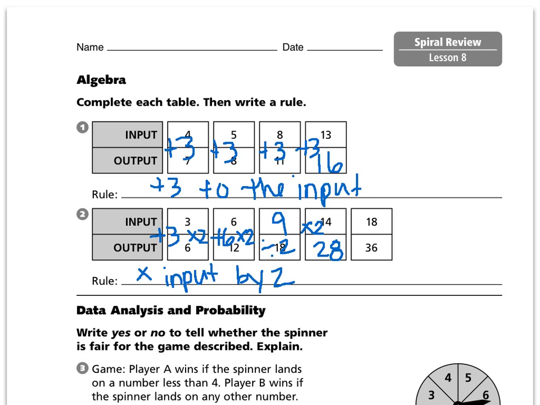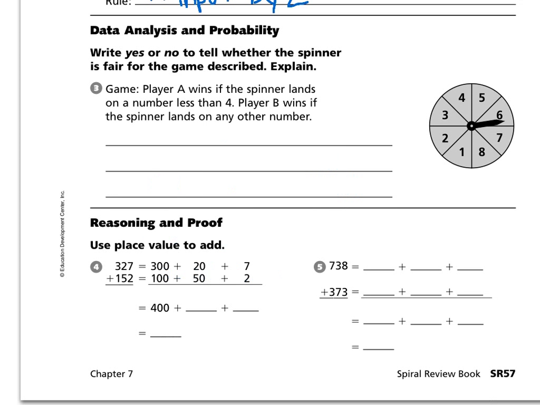Let's move on to data analysis and probability. We need to write yes or no to tell whether the spinner is fair for the game described. Explain. Number 3 is a game. Player A wins if the spinner lands on a number less than 4. So player A wins if it lands on 1, 2, or 3, because those are all numbers less than 4. Player B wins if it lands on any other number. So any other number would be 4, 5, 6, 7, or 8.